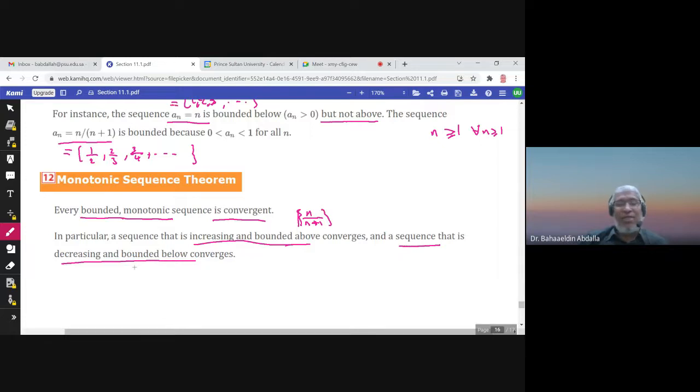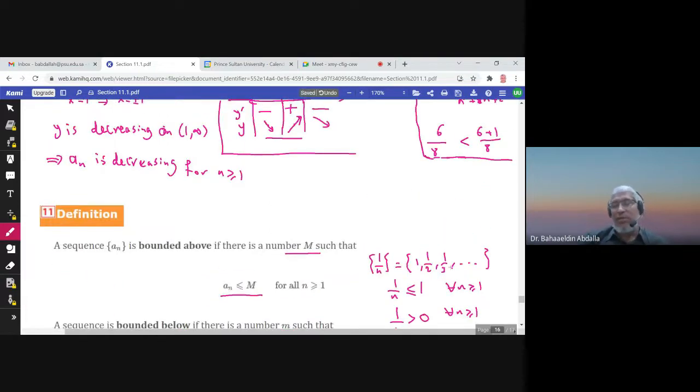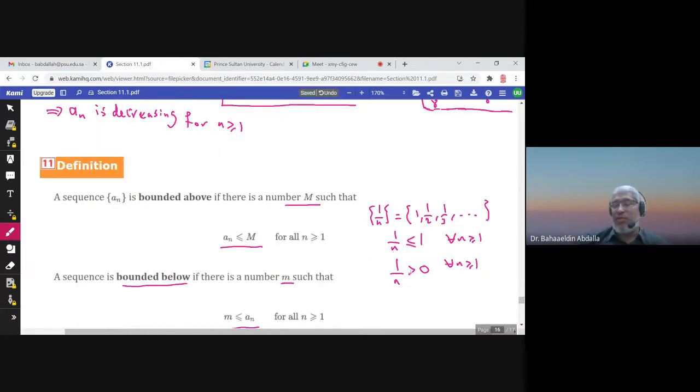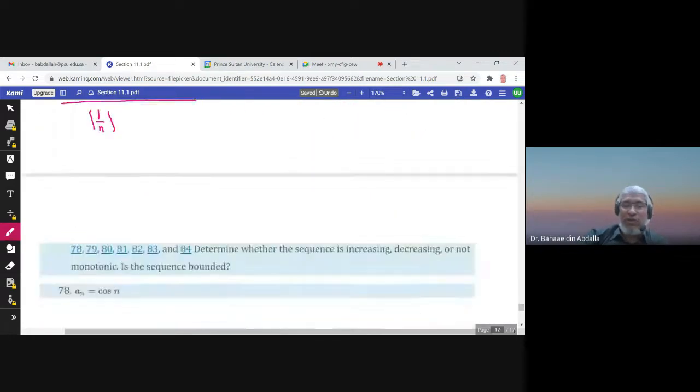And a sequence that's decreasing and bounded below, like 1 over n. This sequence is decreasing and bounded below because it's greater than 0. So it will also be convergent.